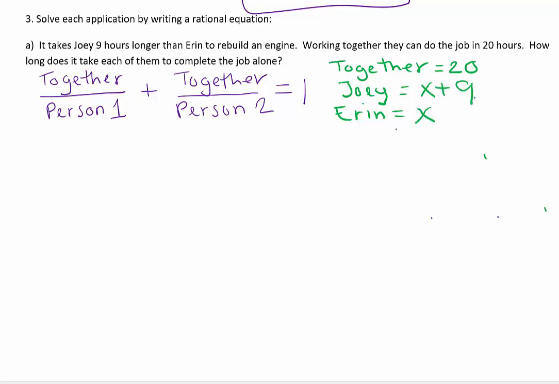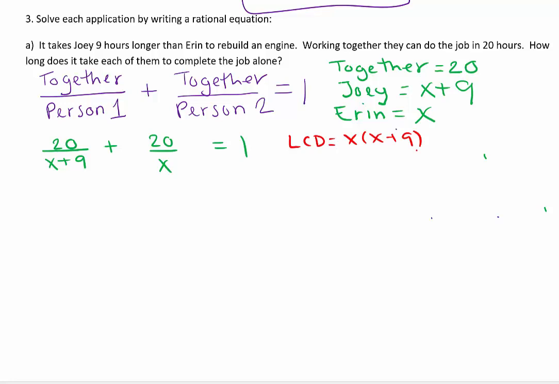I don't know how long it takes either Erin or Joey, but I know that it takes Joey 9 hours longer than Erin. So if I say Erin's time is X, Joey has to be X plus 9. Plugging these values into my equation, I get the following. 20 over X plus 9 plus 20 over X equals 1.